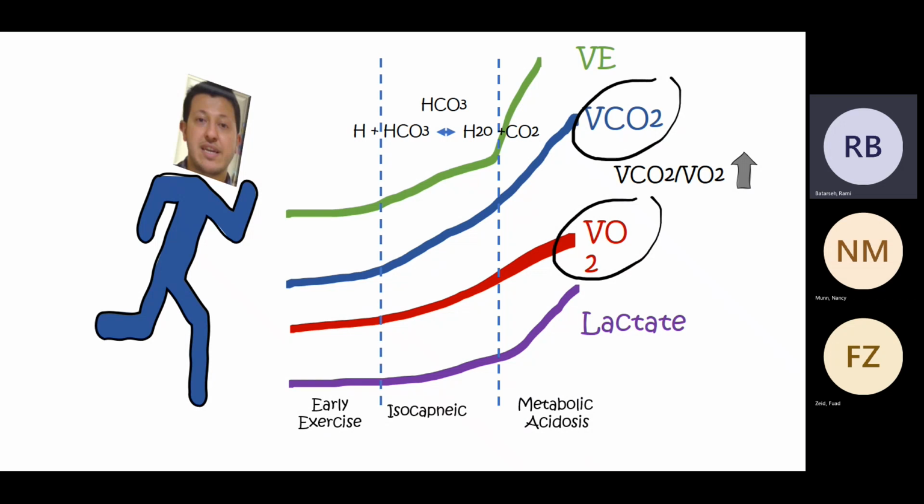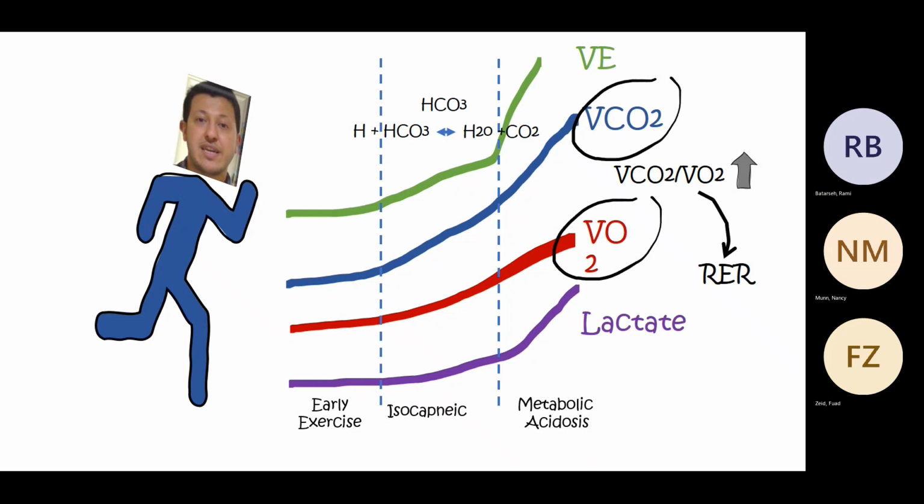And how do we know that we are at the anaerobic threshold? When it increases and becomes 1.15 and higher. We know that it is done. The VCO2 increased a lot. So that's what we call the RER ratio.